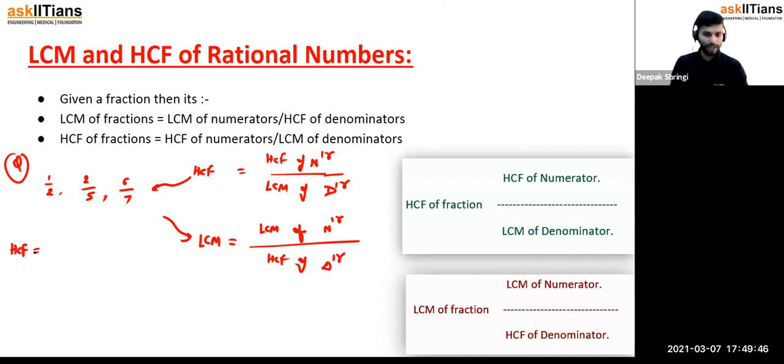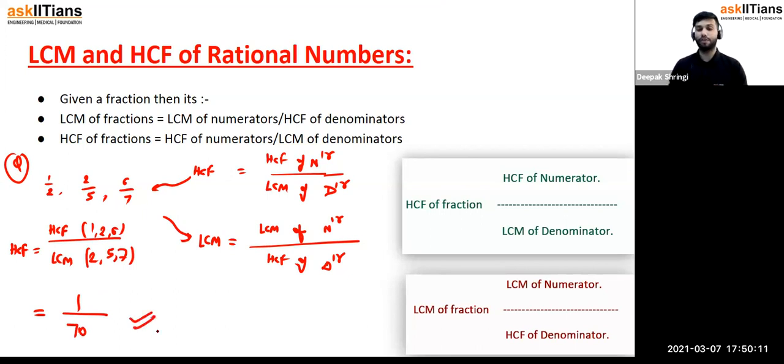So what I'll do, as I told you, you have to find the HCF of the numerators. What are the numerators? 1, 2, and 6. You have to find the HCF of them. And then you have to find the least common multiple of 2, 5, and 7. Now, what is the HCF of 1, 2, 6? 1. What is the LCM of 2, 5, 7? Think about it. Tell me. 70. Well done. The LCM would be 70. So that means the HCF of 1 by 2, 2 by 5, and 6 by 7 is given by 1 by 70.